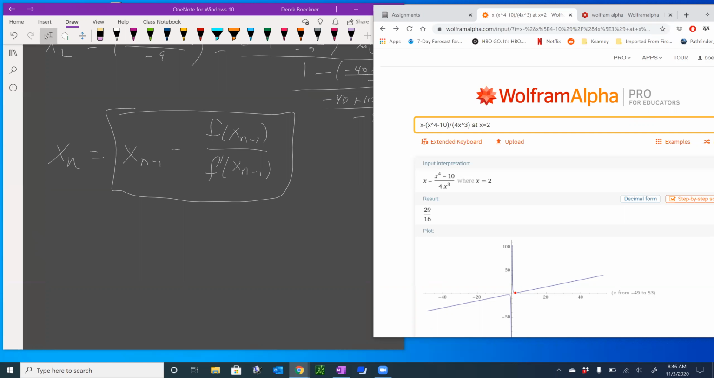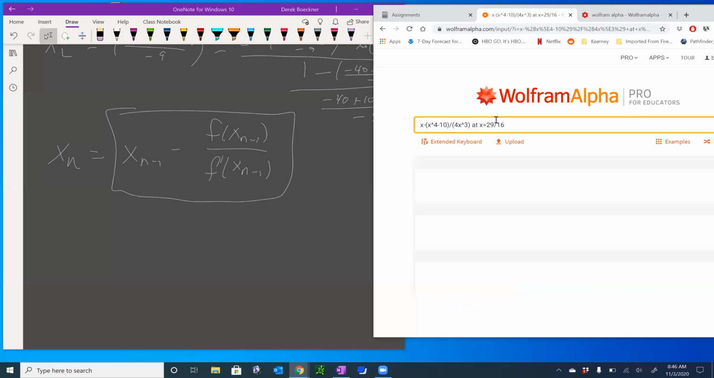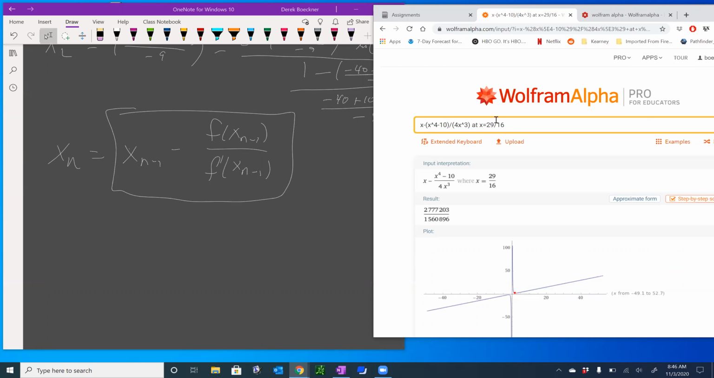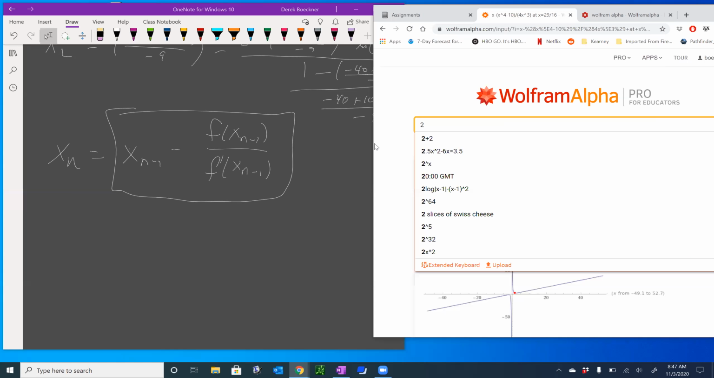Does that make sense? Okay. So I get the first approximation out after 2, and then I can put the 29 over 16 in to get the next approximation out. And this thing is approximately the 4th root of 10. So if I took this to the 4th power, I should get something really, really close to 10. Let's try that, see how close to 10 we are.